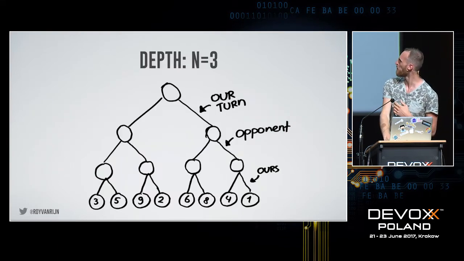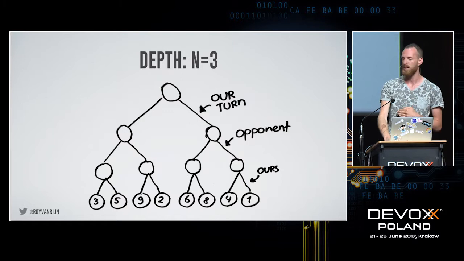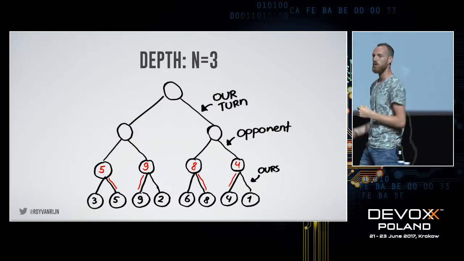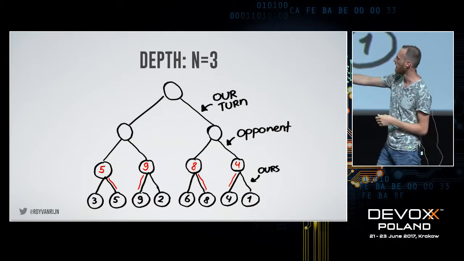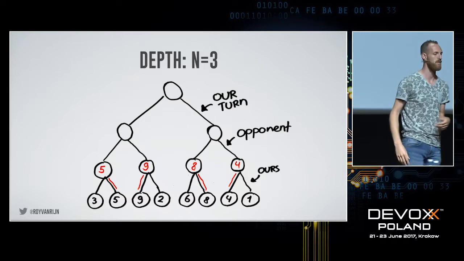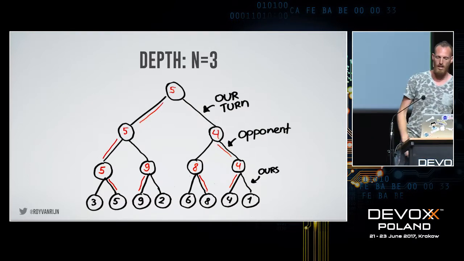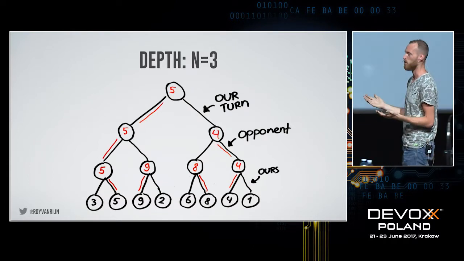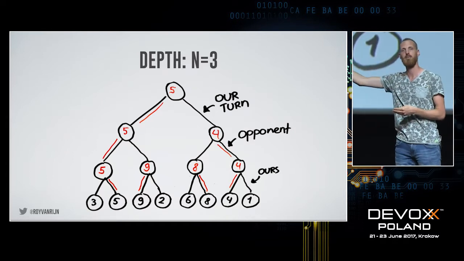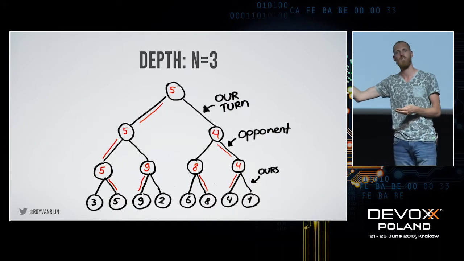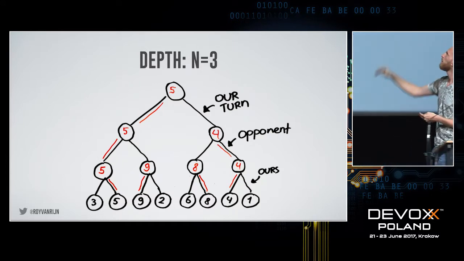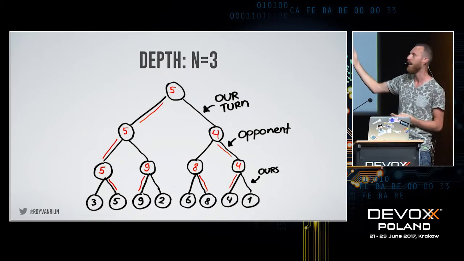Back to the example. We start at the bottom, and we evaluate those nodes. It's our turn, so we can pick the highest score. So in case of 3 and 5, we pick 5. In case of 9 and 2, we pick 9. Trivial. We assume the opponent plays perfectly as well. So when the opponent gets to pick between 5 and 9, the opponent will pick 5. He or she wants us to have a low score. And then we can work our way up, and we'll see the answer is 5.